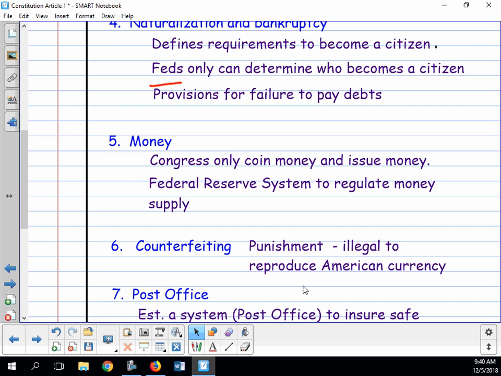Money. Money can only be made, coined, and issued by the federal government, the Congress in particular. The Federal Reserve System was established to regulate the money supply, meaning they are the ones responsible for making sure our economy doesn't fall apart. Congress provides the opportunity to make and issue money, and then gives the power to the Federal Reserve System to regulate and make sure our economy is working well. Again, that's all under the Congress, and they watch to make sure things are running the way they should be. Hopefully, they're watching anyway.